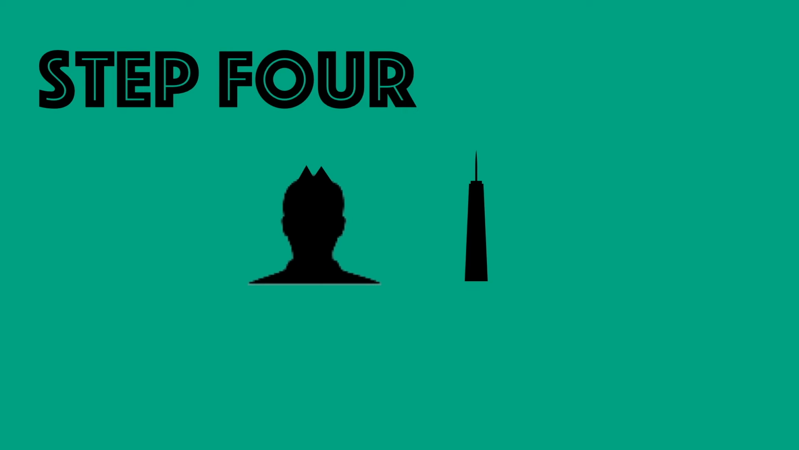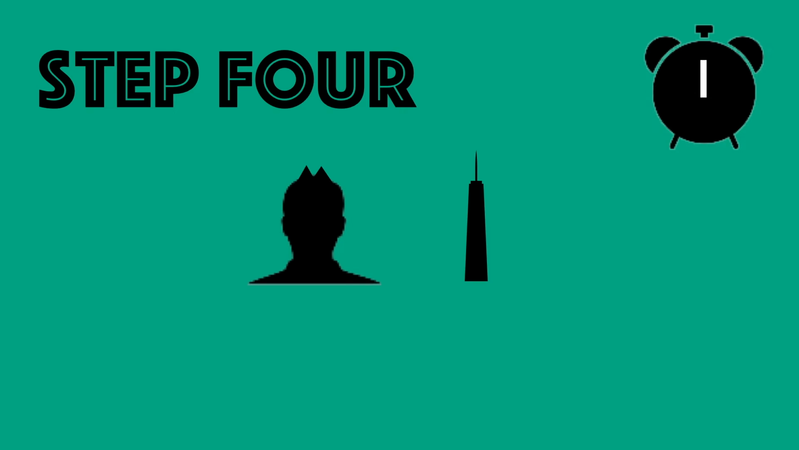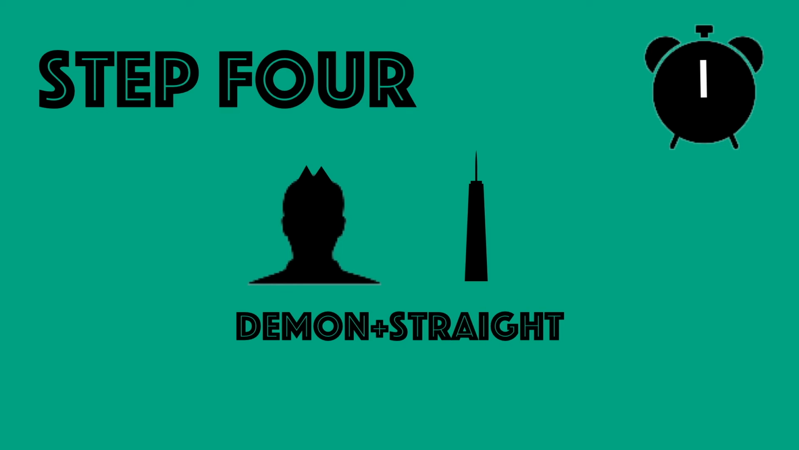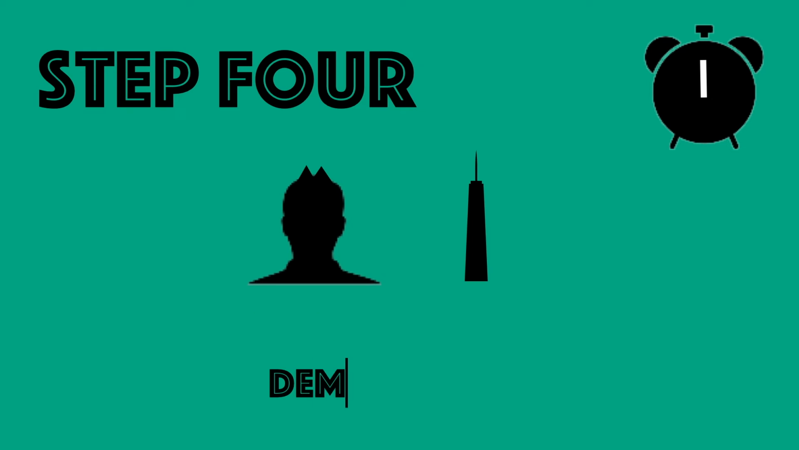Now let's go to step 4. Step 4, here's a picture clue. One man with horns and a straight building. A building that goes straight into the sky. So you have a demon and a straight building. So what do these pictures mean? You have 3 seconds. 2, 1. Make a guess. Alright, so the answer is demon plus straight equals demonstrate. You need to demonstrate.